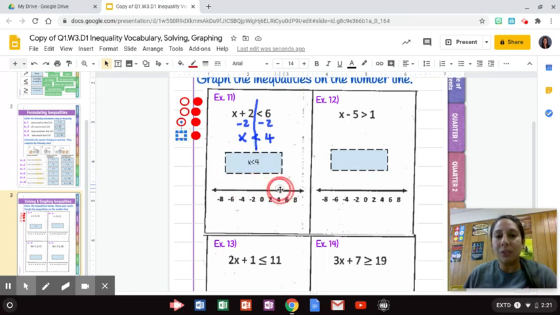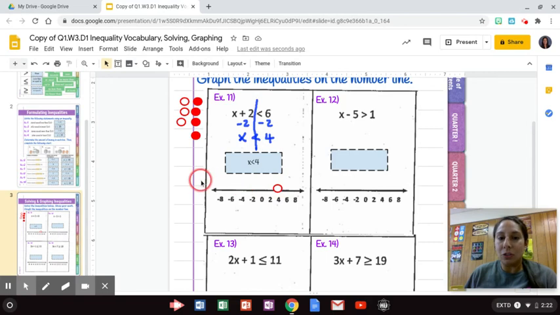Notice that I have all those circles over there. Over here on this side, you're going to drag one of those circles, whether it's open or closed. Since it's less than 4, it has to have an open circle because it cannot be equal to 4. And then next, we're going to shade the number line to show all the values less than 4, which are this way to the left.